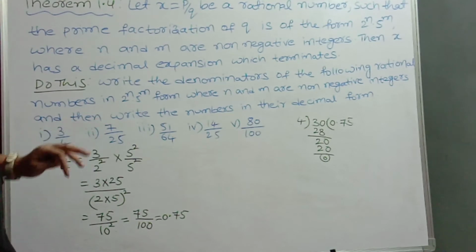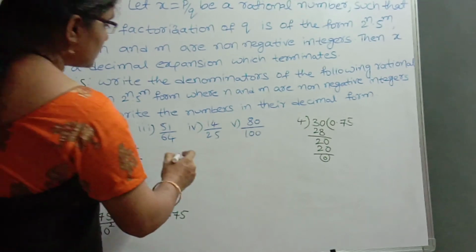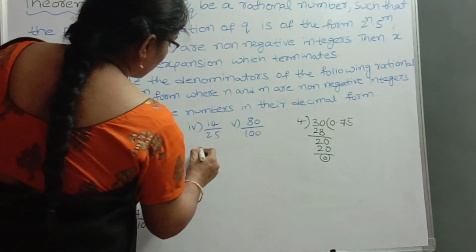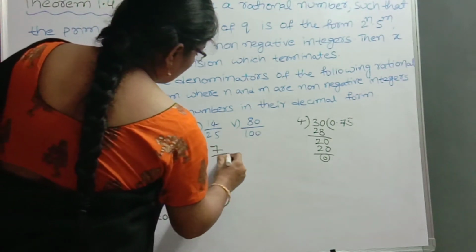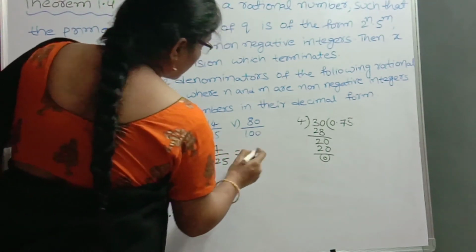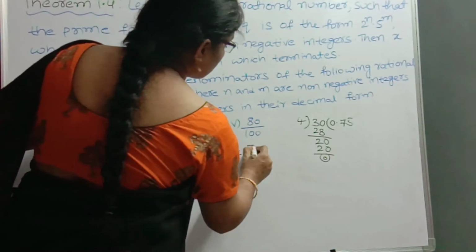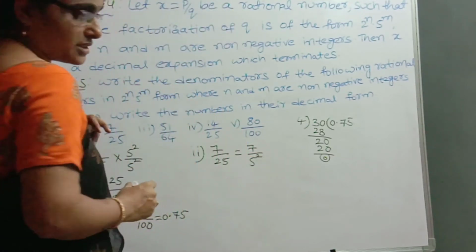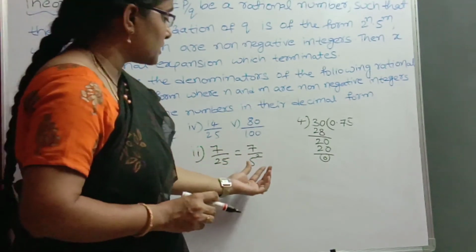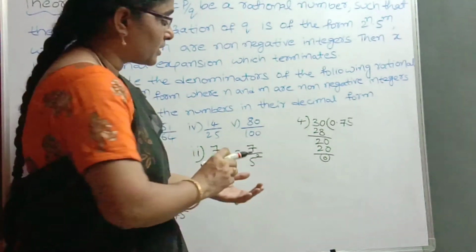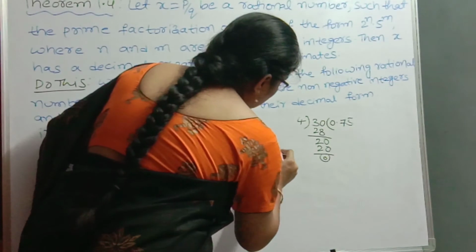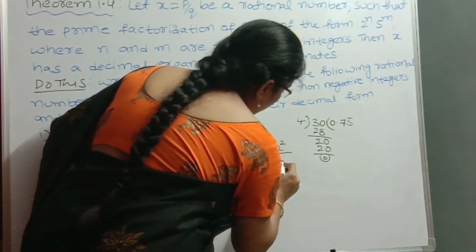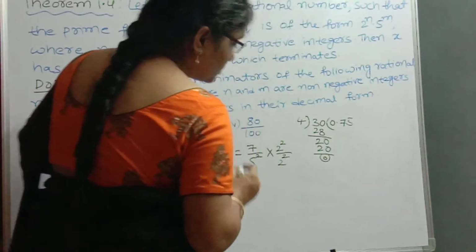Next, see the second one, also the same model. The second problem is 7 by 25. 25 is written as 5 squared. Again, for converting the denominator into powers of 10, here I am multiplying and dividing with 2 squared, that is 2 squared by 2 squared.